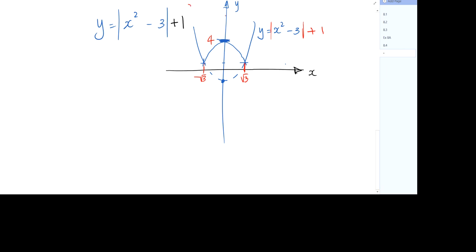So when you are given this equation to sketch, you must know the sequence. First, we draw the x squared. Then I include the minus 3. Then I do the modulus. Then I do the plus 1. Are you able to figure out this sequence by yourself? It is similar to BODMAS which we have learned in primary school. Your brackets, then all those things. You must know the sequence.